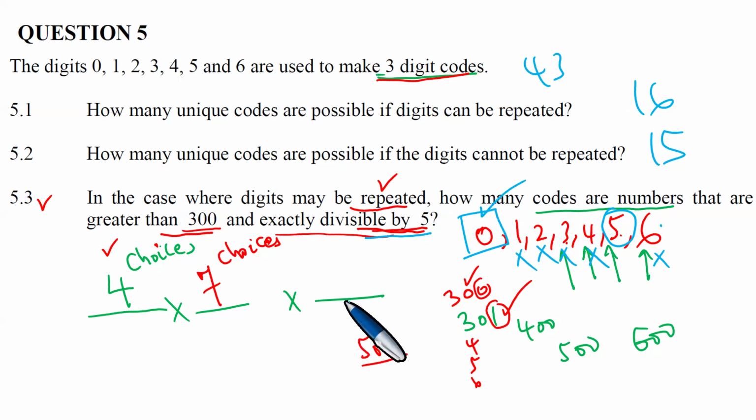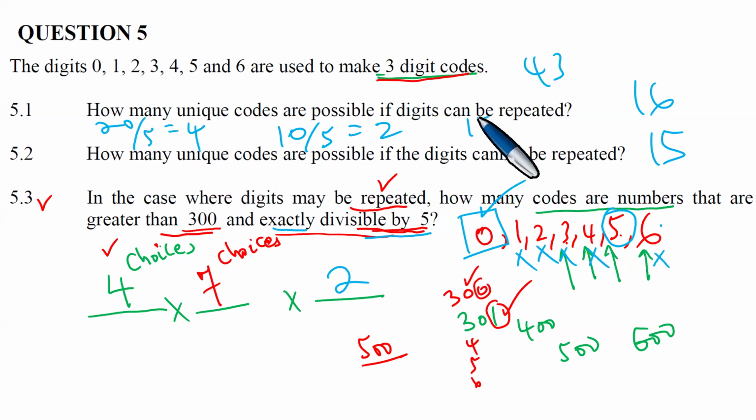So in other words, the last digit, for the numbers to be exactly divisible by 5, we would have 2 choices. The last digit can be 0, like 10. 10 is divisible by 5 because 10 divided by 5 is 2. 20 is divisible by 5 because if you divide, you get 4. But now also 15 is divisible by 5 because if you divide, you get 3. So numbers divisible by 5 can either end in 5 or in 0. Meaning we have 2 choices here. Okay. So we have 4, 7, 2.